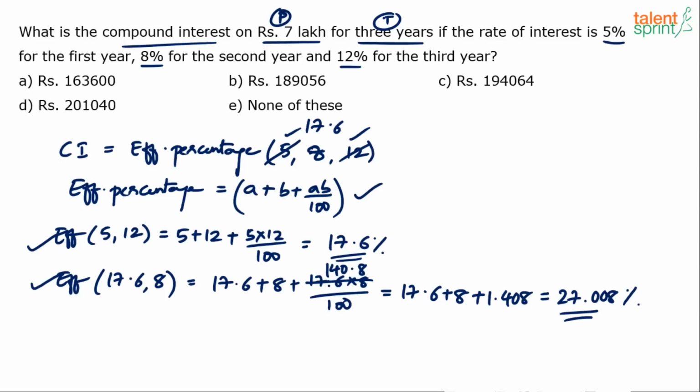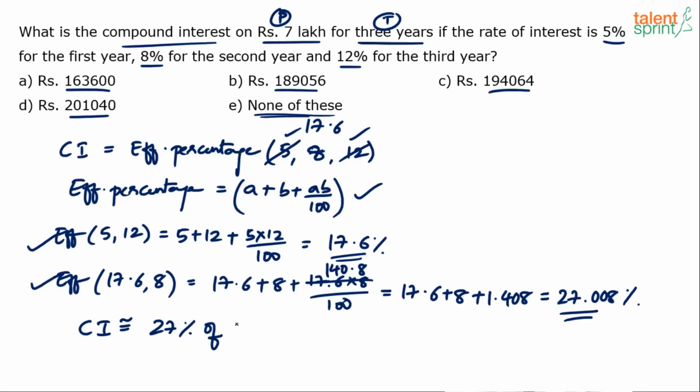The principal amount. So your final answer, the compound interest, let's say we are doing an approximate calculation. If you observe the options, we can easily do an approximate calculation. 1,63,000, 1,89,000, 1,94,000, 2,01,000. There's a huge difference. Of course, when none of these is available in the options, you can't take chances. If you don't want to take a risk, you have to do the full calculation. So let me do an approximate calculation.